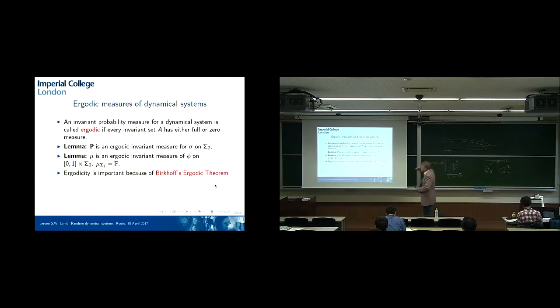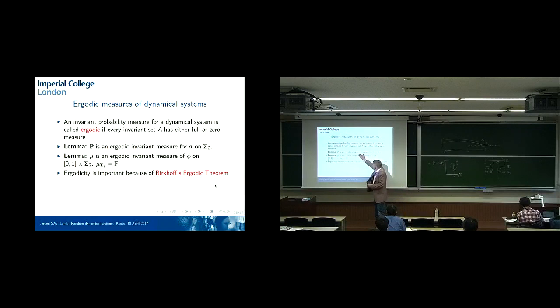An invariant probability measure for a dynamical system is called ergodic if every invariant set has either full or zero measure. So I have a set which is dynamically invariant as a set. If either this set has zero measure or full measure with respect to a certain measure, then I call this measure an ergodic measure.